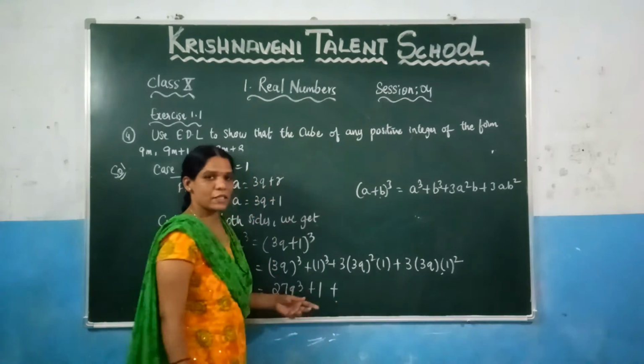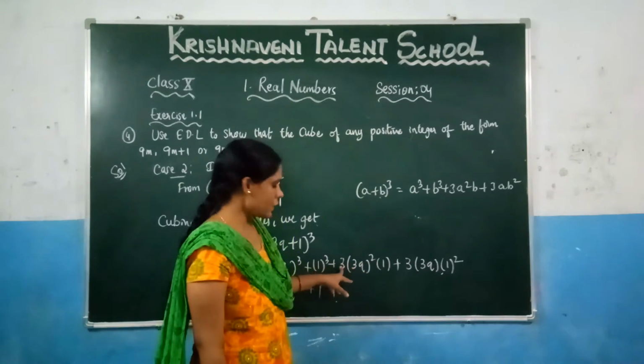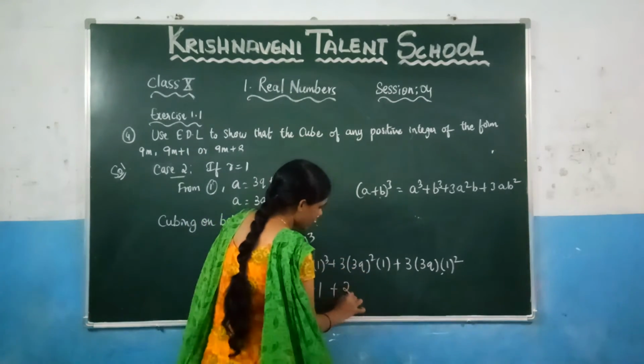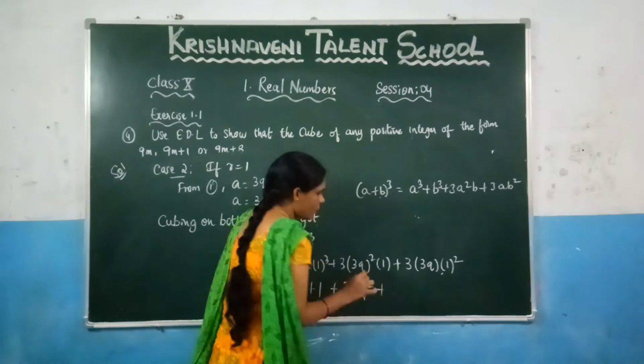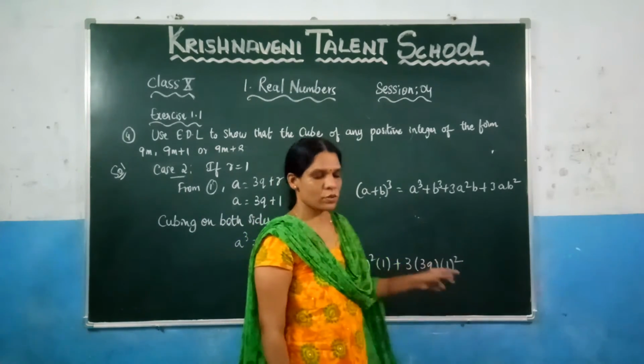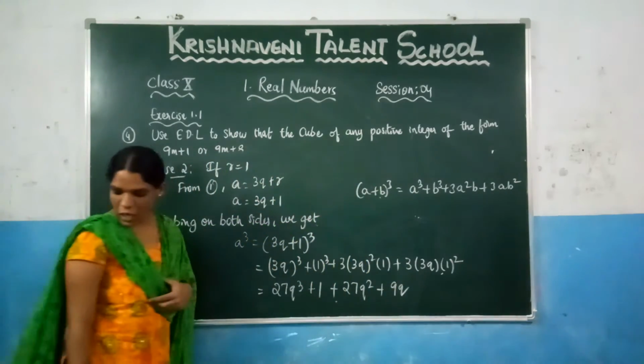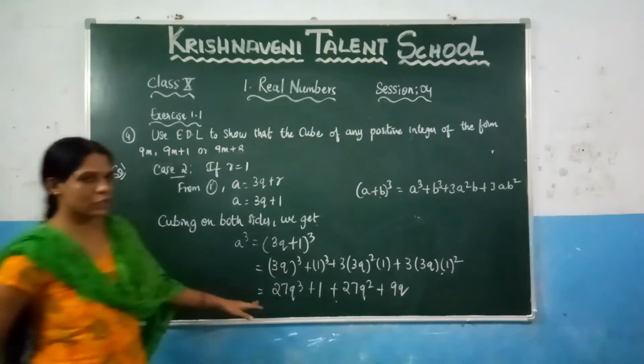Now just multiply this value. What you will get here? 3 3s are 9, right? 9 3s are 27. So you will get it here 27q square plus, now 3 3s are 9 and 9 into 1, which gives you 9. So write it here 9q. Now after simplification we got this one.